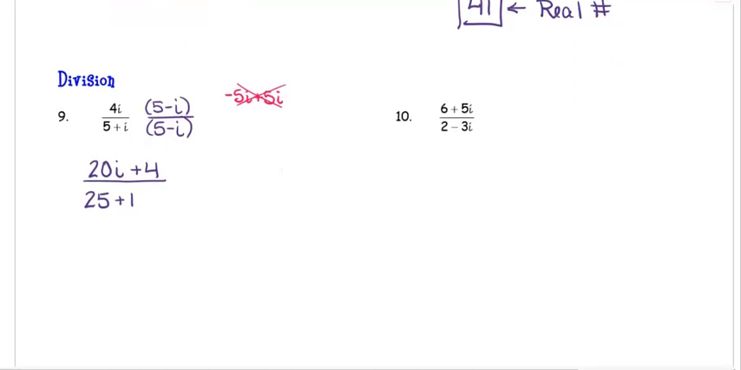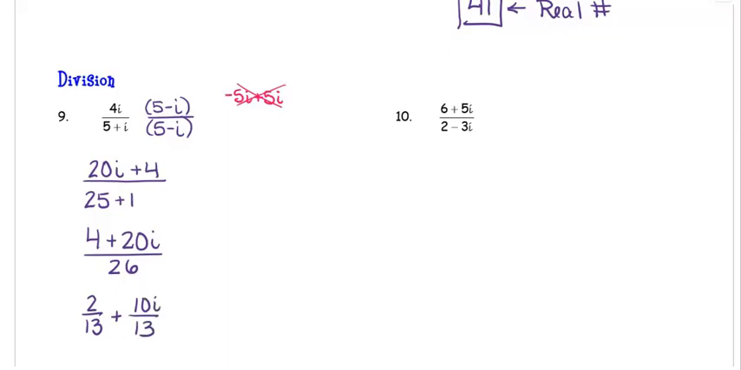So if I want to rewrite this, this is 4 plus 20i divided by 26. Now, here's the thing. I need to simplify. I'm going to simplify the real part. I'm going to simplify the imaginary part. Both of those parts get put over 26. So I have 4 over 26, which will reduce to 2 over 13, plus 20i over 26, which will reduce to 10i over 13. You can leave it just like this. Sometimes, however, you may see it written as 2 plus 10i over 13. You should be able to recognize that both of those are the same.